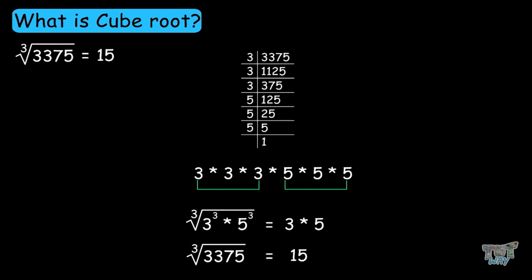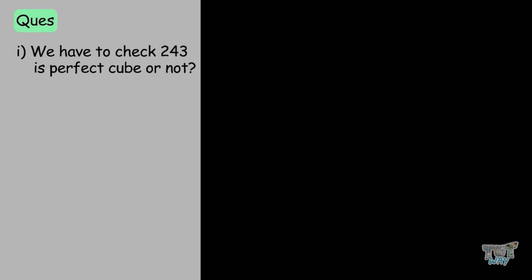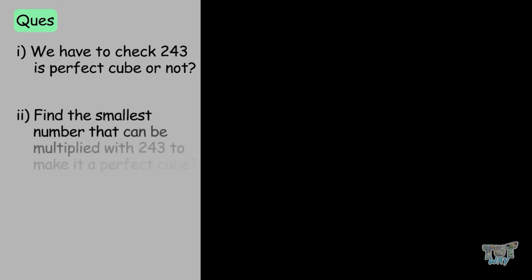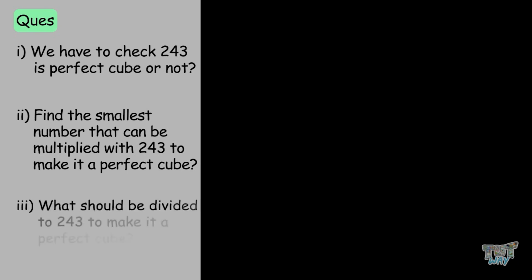Now we have our next question. We have a number 243. Is this a perfect cube or not? Second part of the question is to find the smallest number that can be multiplied with 243 to make it a perfect cube. And the third part of the question is what is the smallest number that can be divided into 243 to make it a perfect cube? So let's solve this.